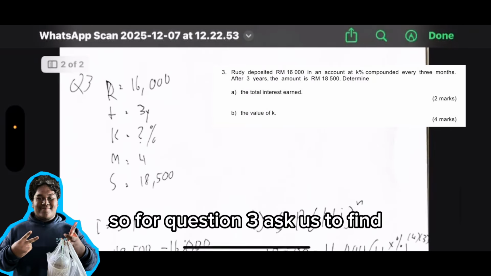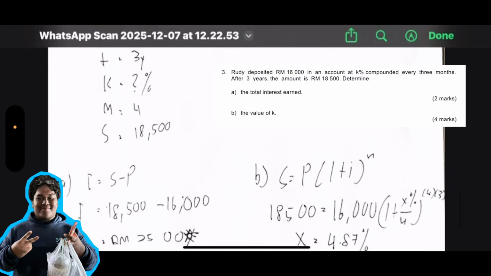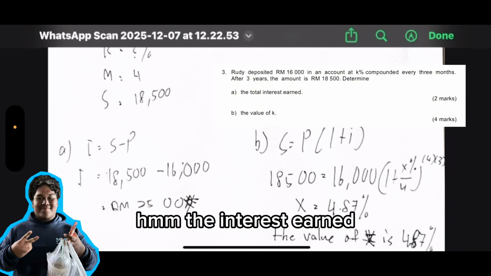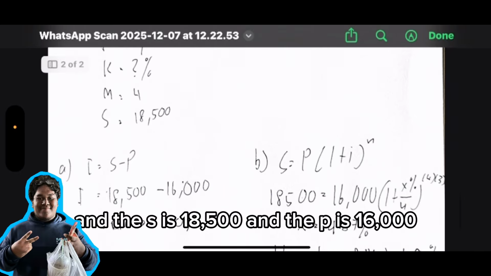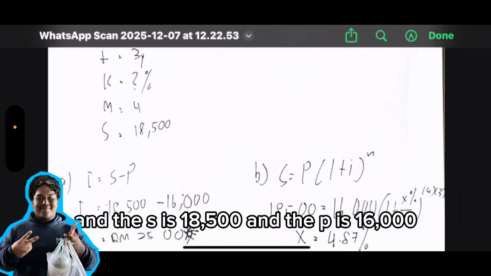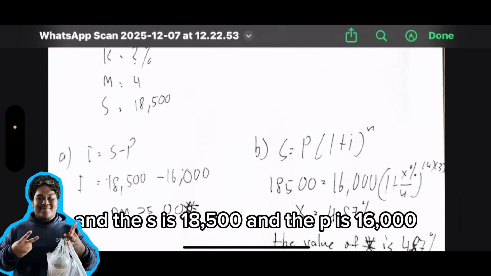For question 3, we are asked to find the interest earned, and here is the formula. I equals S minus P, where S is 18,500 and P is 16,000.